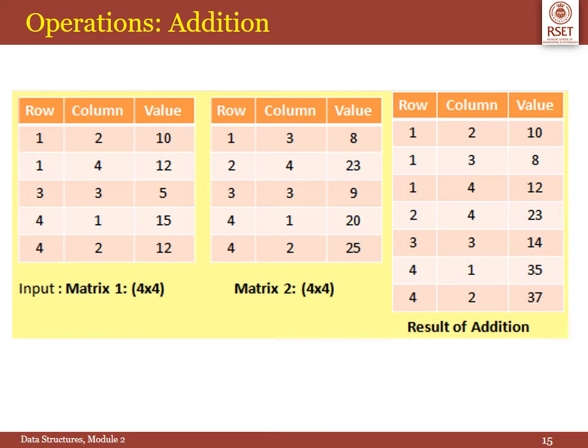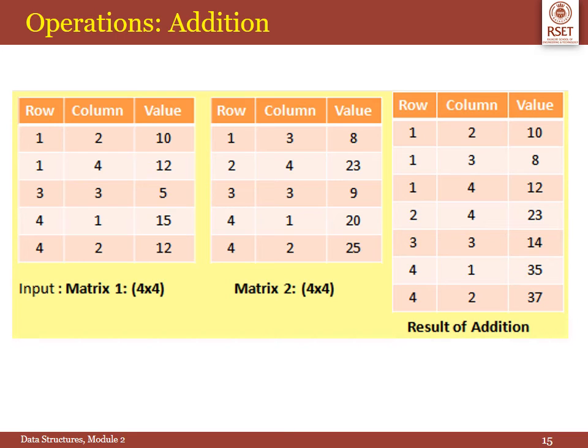So the first row in my resultant matrix will be 1, 2, 10, copied from matrix 1. I'll advance to the next row in the first matrix because I already copied, but I will remain in the same row in the second matrix, which means I'm still in the first row. Now I'll continue the process, comparing the row number and the column number.